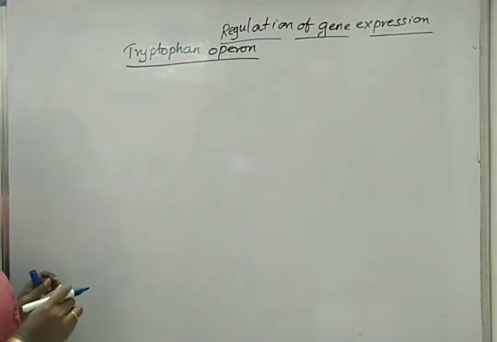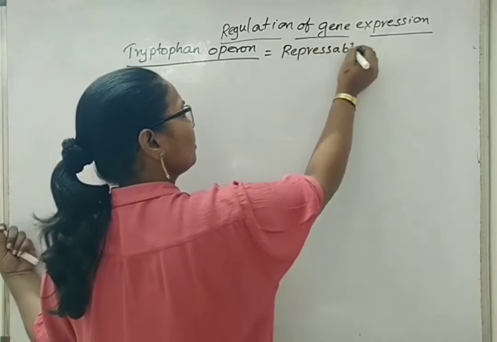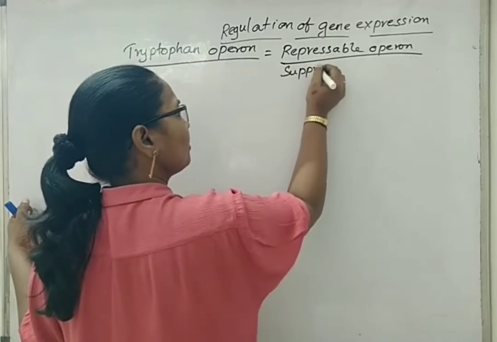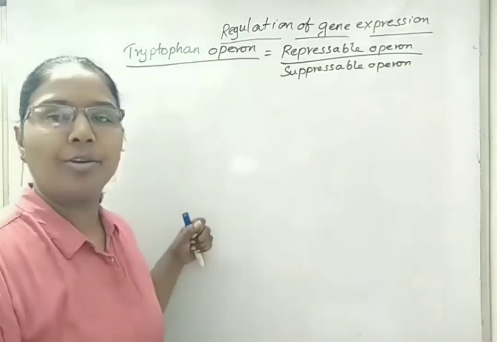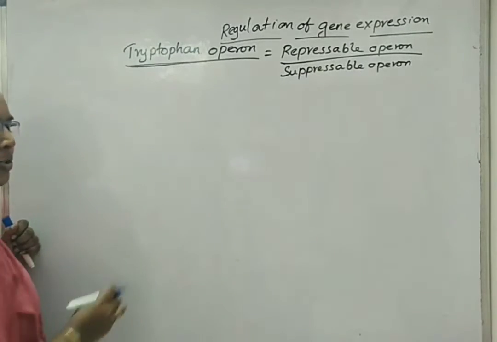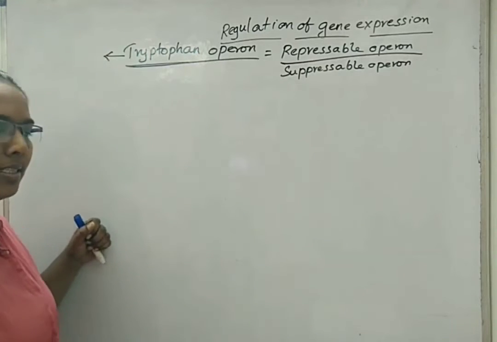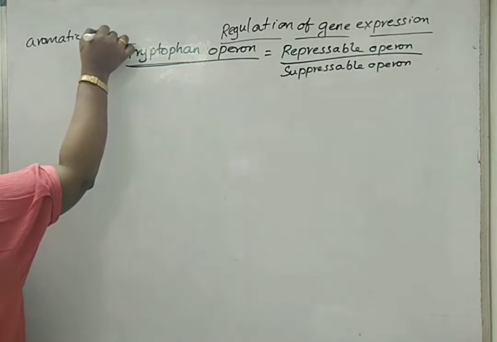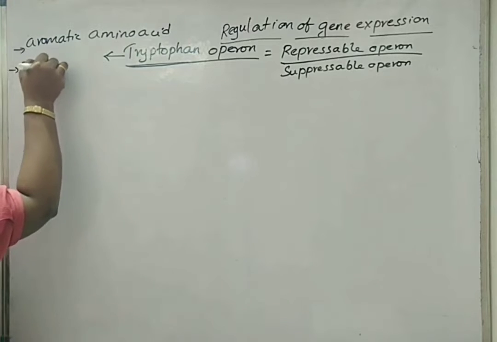Next we will see about tryptophan operon. It is also called a repressible operon or suppressible operon. Normally, this operon in the E. coli body is active because the tryptophan amino acid has to be produced. Tryptophan is an essential amino acid, also one of the aromatic amino acids.